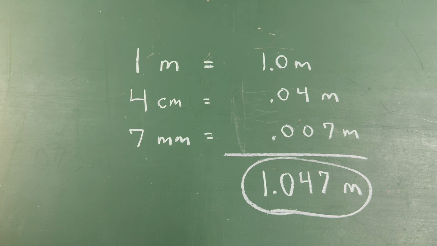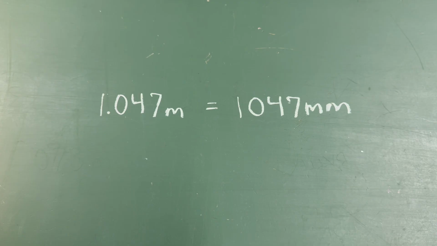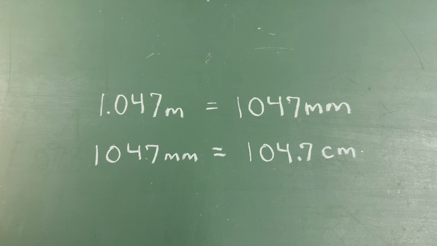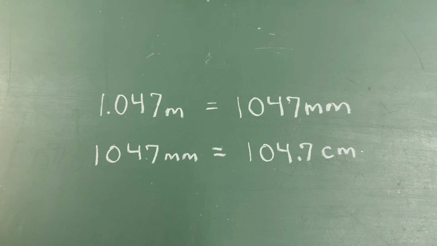of 1.047 meters. To express that as millimeters, move the decimal 3 places to the right, 1,047 millimeters. To change millimeters to centimeters, divide by 10, which moves the decimal point 1 place to the left, 104.7 centimeters. 3 different ways to express the same measurement.